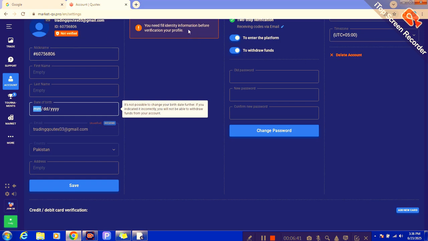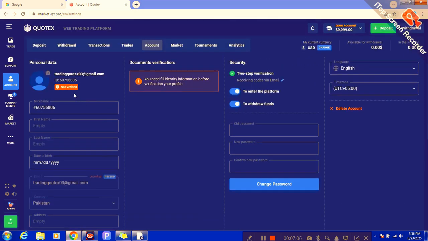First, you need to fill in identity information before verifying your profile. You have to fill in this first one, then click on resend, then you will get a link in the same email or Gmail, and you click on that. So it will be verified, and it shows verified in green. Then you will verify your documents. Remember, you put only your own documents when you verify. So you will be registered and verified with the Quotex trading platform.